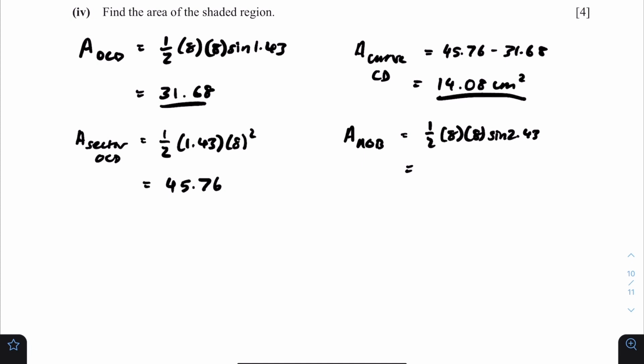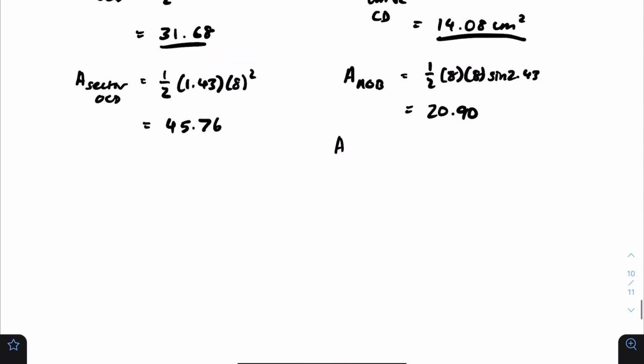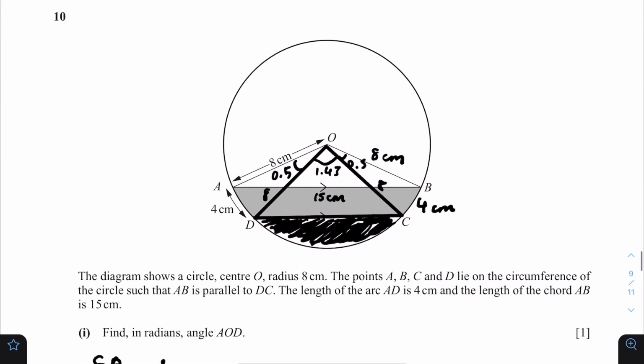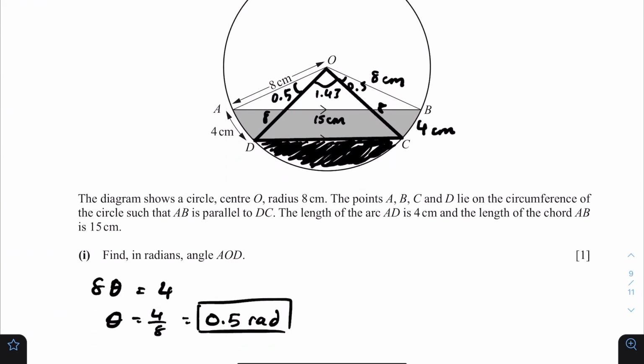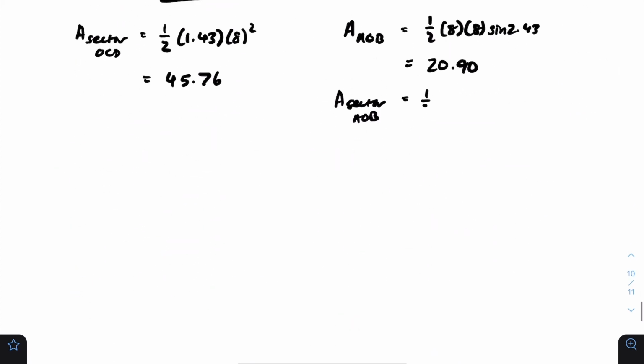And sine 2.43 gives us 20.90. Then the area of sector AOB is, I believe, what we want next. Sector AOB. So we know that the sector is half theta r squared. Theta in this case is 2.43. R is 8, so we get half times 8 times 8 times 2.43.